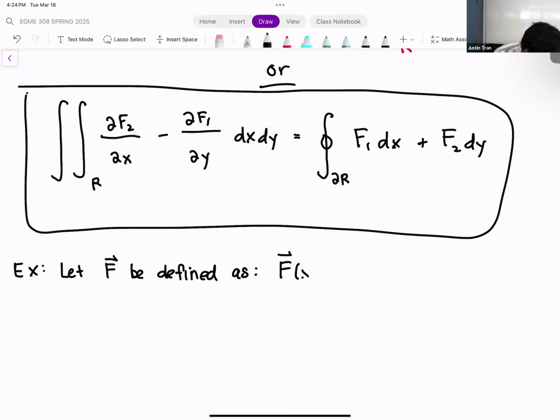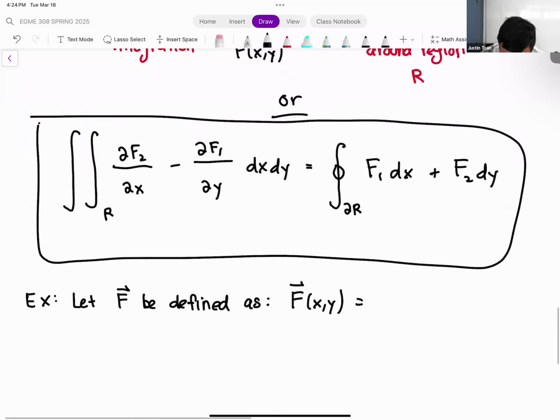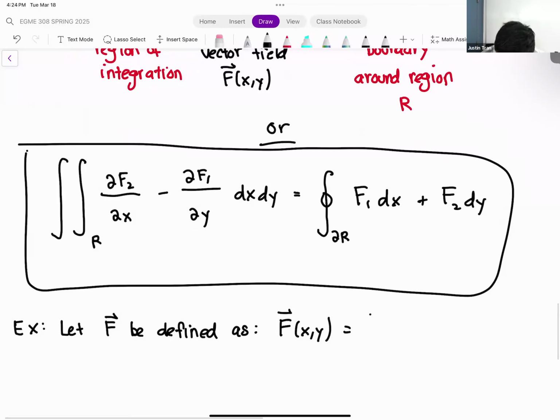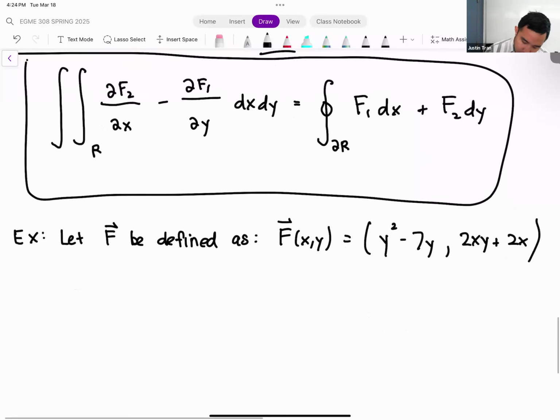F of X and Y, right? Since we're in 2D, F here is going to have two components. We have F1 and F2. So F1 in this case is going to be y squared minus 7y. And F2 is going to be 2xy plus 2x. So this here is F1. This here is F2. The two components of our vector field F.